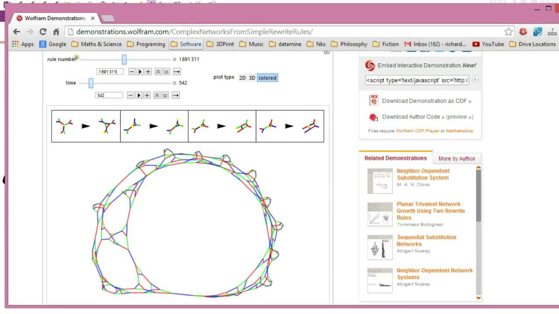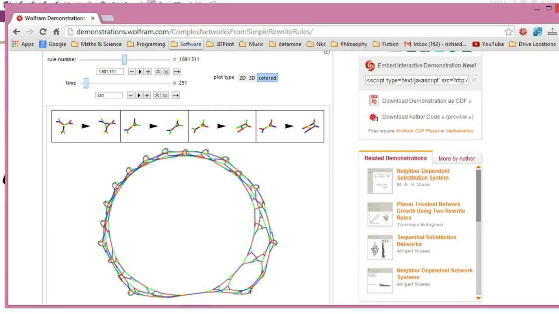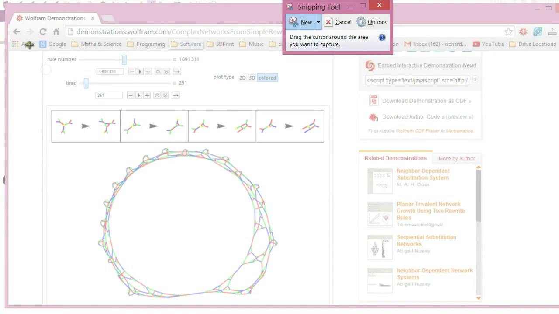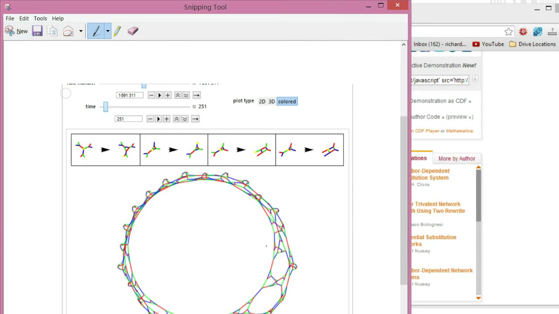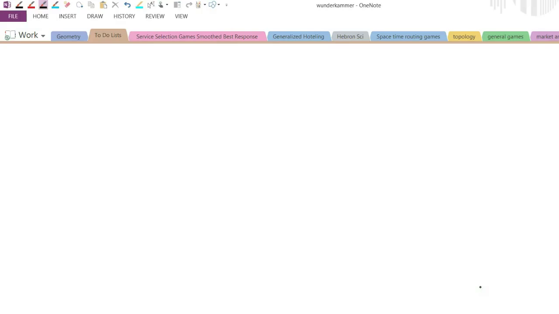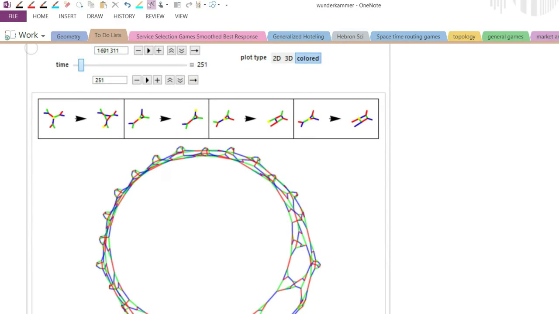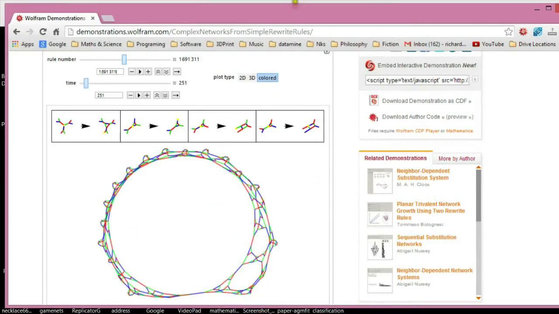Now I imagine, yes, if we wind time on long enough, it looks like a fairly dull structure. But on a small time step, it looks like a more interesting kind of circular structure. So let's take a record of this using our snippet tool. Okay then, so now we can carry on.